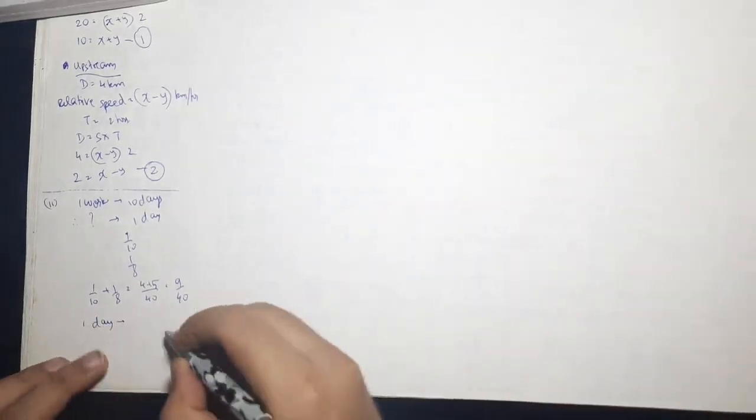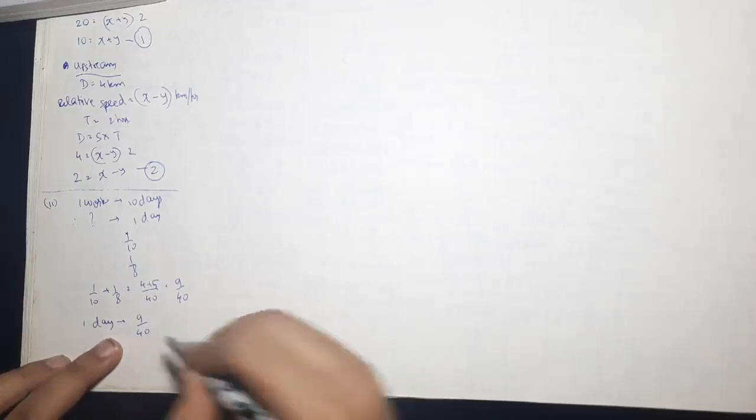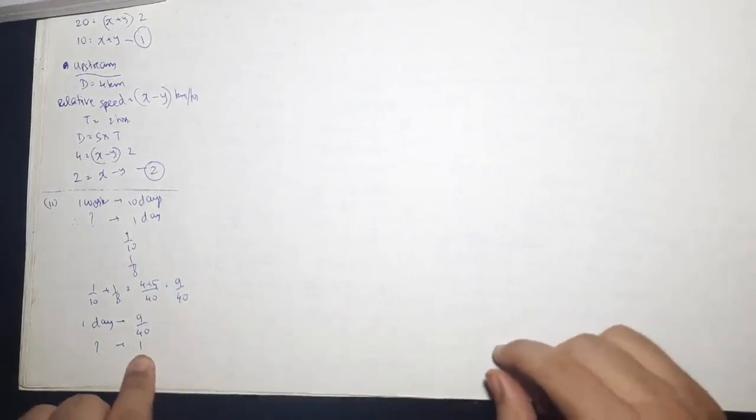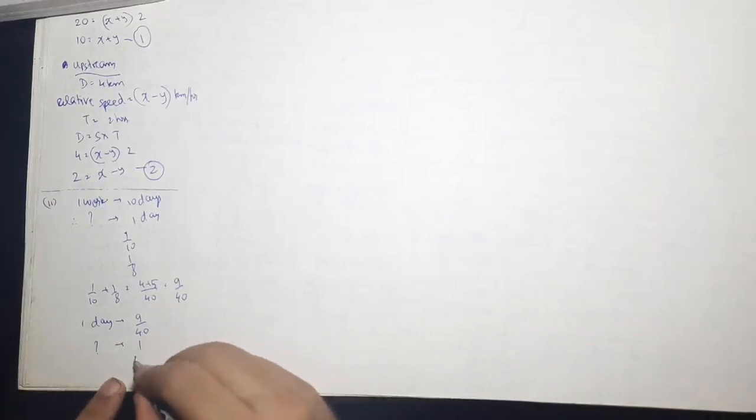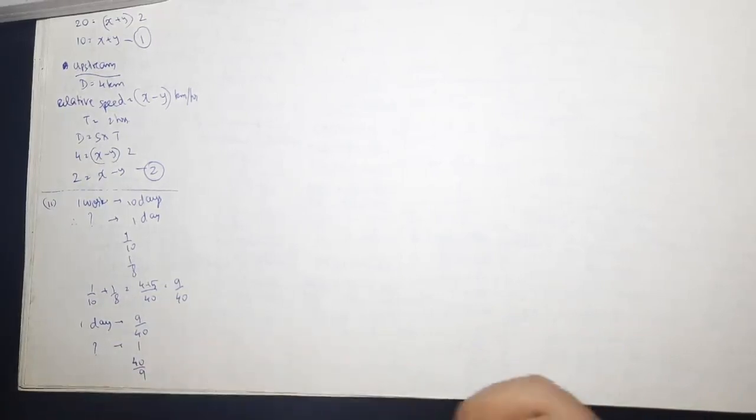One day में कितना काम हुआ? 9 by 40 काम हुआ. So in how many days the whole work will be completed? Whole work means one work. In one day this much work is completed. So if I want to complete the whole work, how many days will be required? So again cross multiplication, the answer will be 40 by 9.